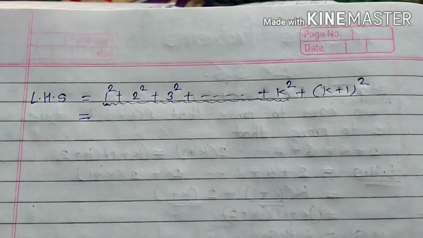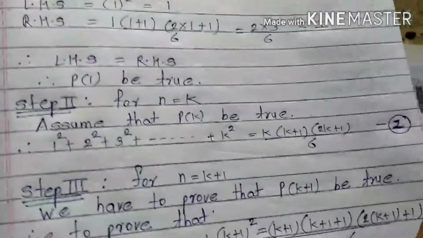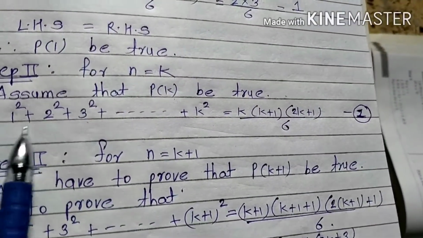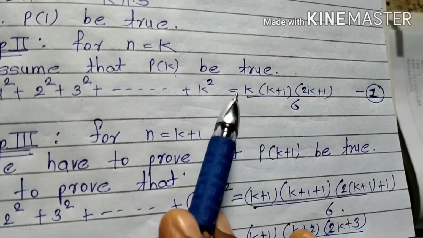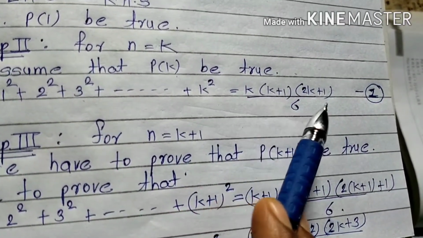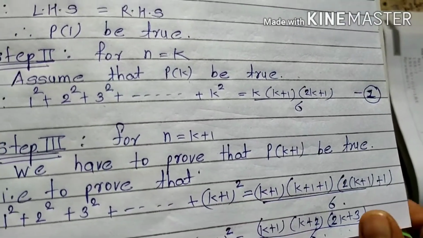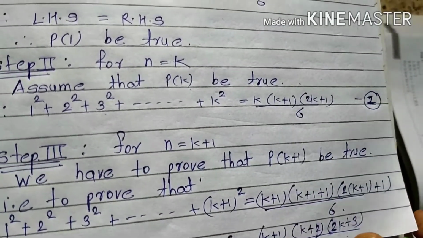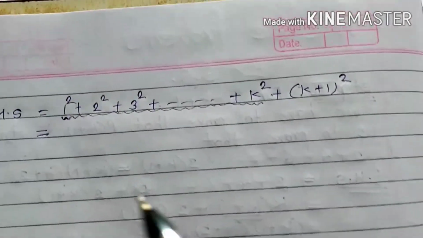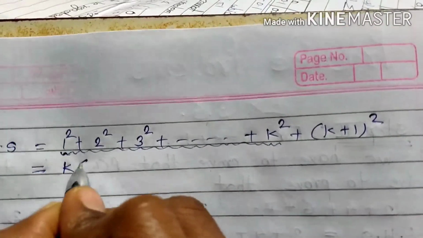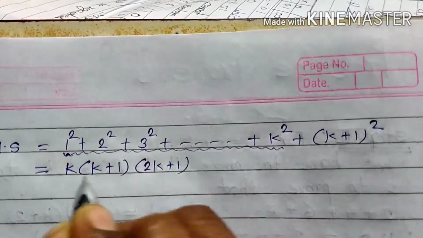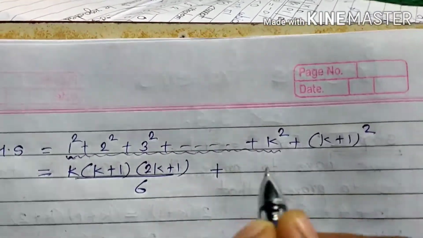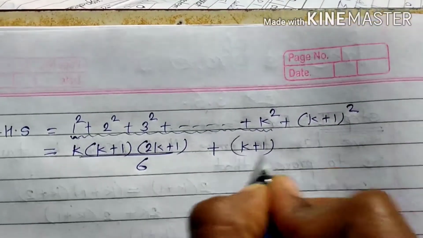From equation first, 1 square plus 2 square plus 3 square up to so on k square is equal to k plus 1, 2k plus 1 upon 6. So value of this is this. Now put this value in this LHS side. So you get k plus 1, 2k plus 1 upon 6, and this remaining k plus 1 whole square.